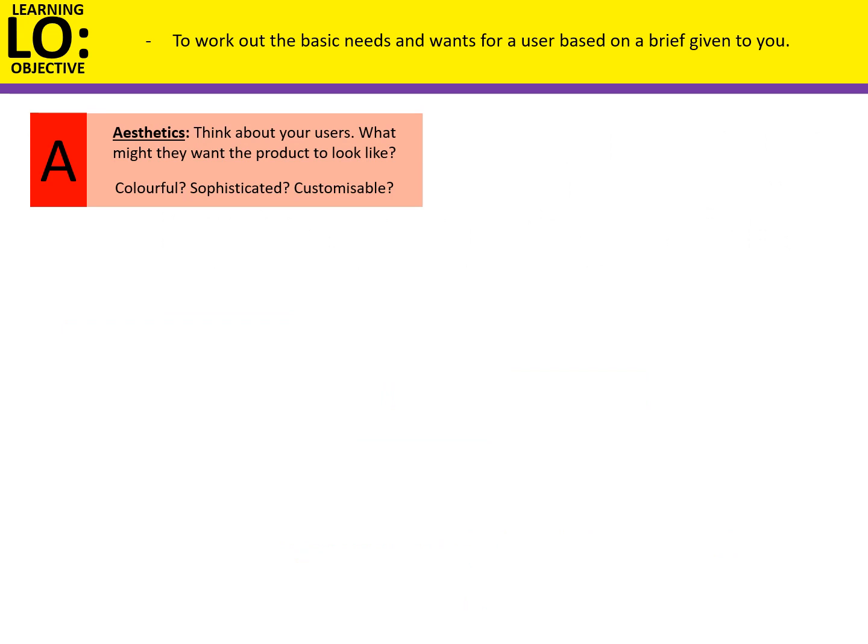So we're going to start out with aesthetics, the way things look. So think about your users. What might they want the product to look like? Might they want it to be colourful, sophisticated, customisable? The way things look is really important to a lot of people, and it may be that you can look at your user and think they're definitely going to want it to look a specific way.